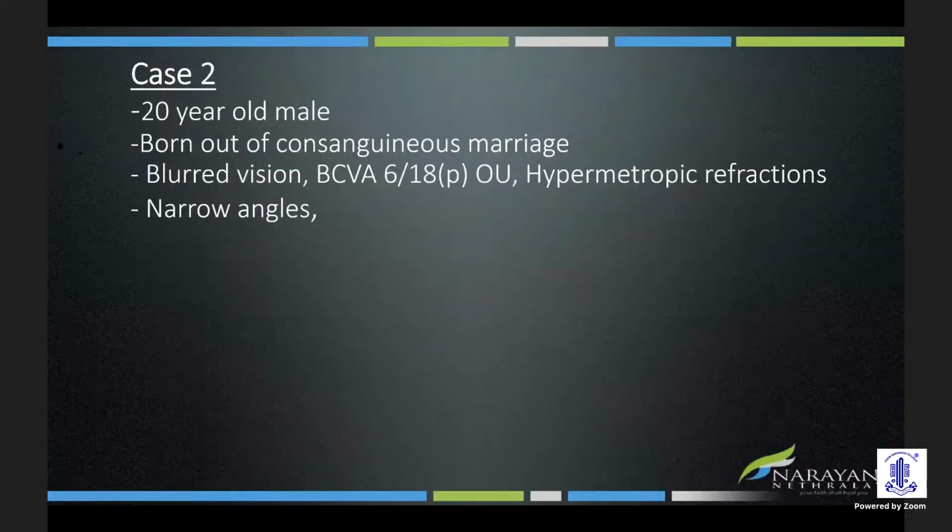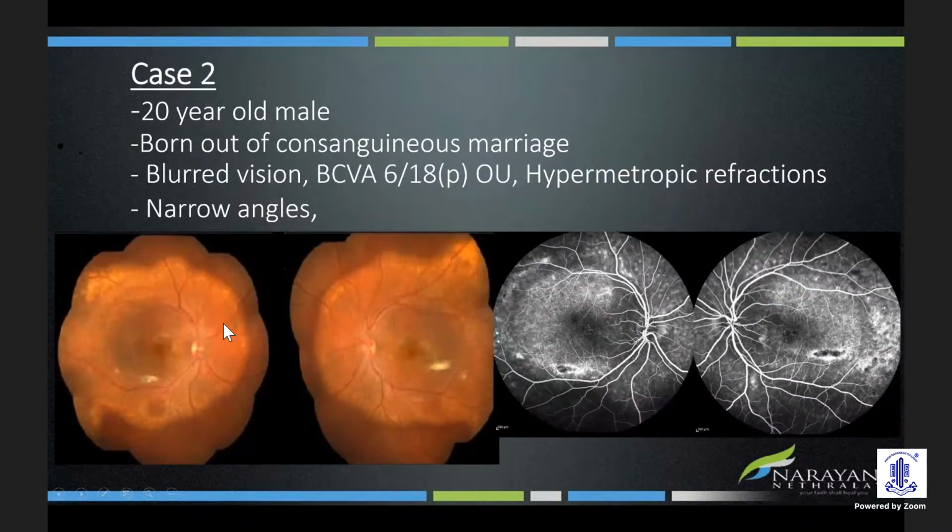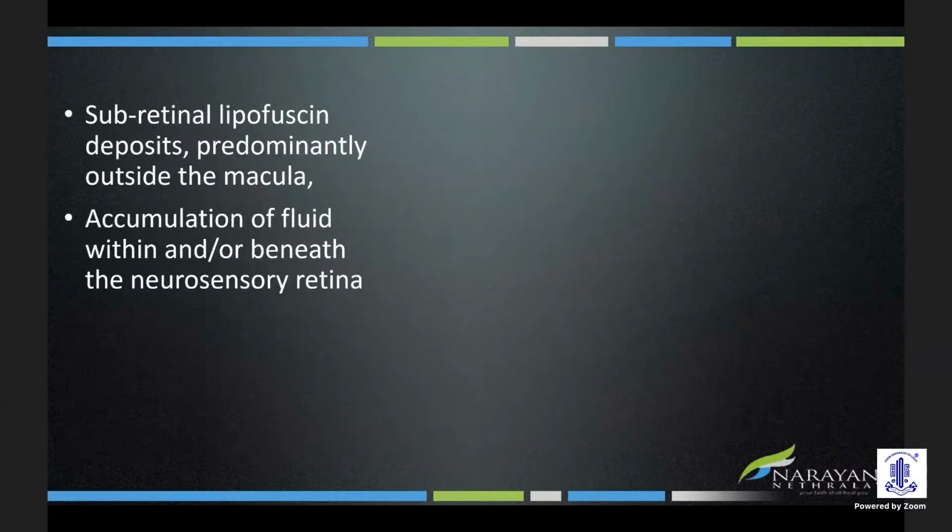This was a 20-year-old male born out of a consanguineous marriage, with a best vision of 6/18 and narrow angles with hypermetropic refraction. This is the fundus picture. If you can see, the foveal reflex is not seen very clearly. The disc and the vessels appear to be normal. Along the arcades and beyond that, there are diffuse yellowish deposits. When you do FFA also, there is some non-specific staining and leak. So don't worry about the FFA change. I'll just show the autofluorescence now.